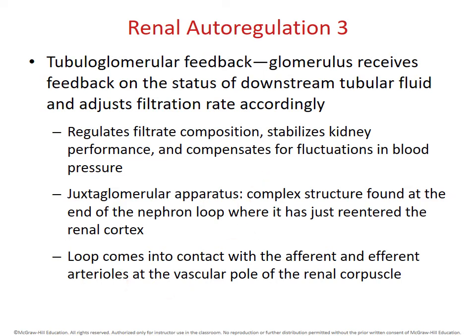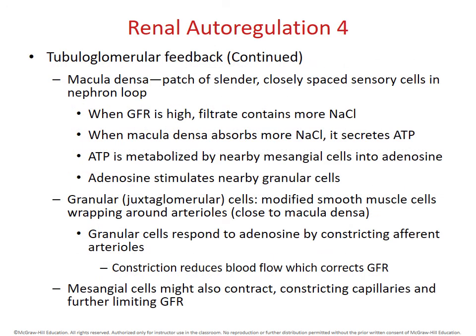And in this region, where the beginning of the distal tubule and the end of the loop come back into close contact with the afferent and efferent arterioles near the glomerulus, this region is referred to as the juxtaglomerular apparatus. The juxtaglomerular apparatus has a variety of structures associated with it. So I want to run through some of these structures very quickly, and then we'll put it together to see how they work together.